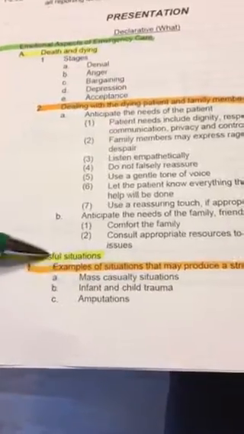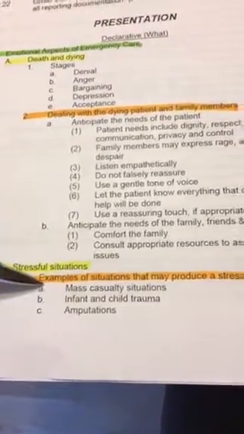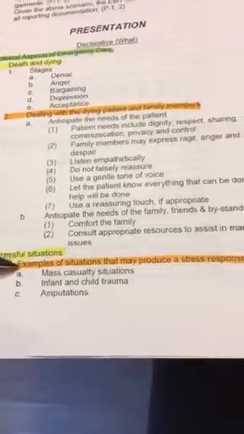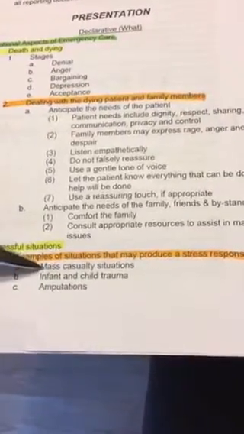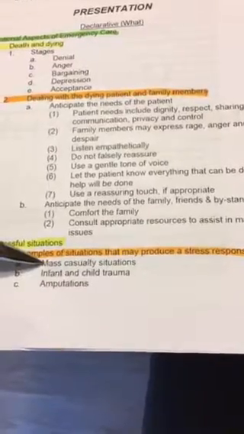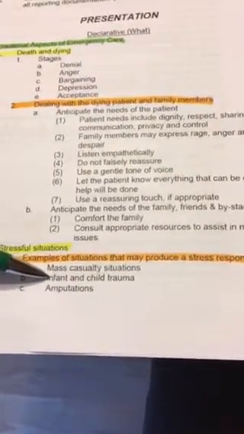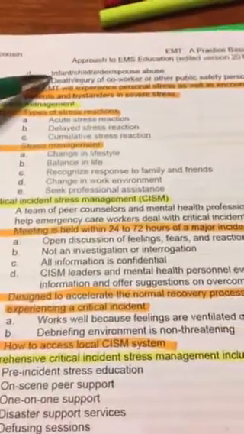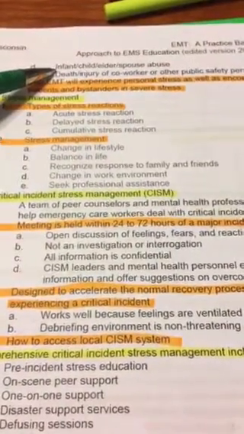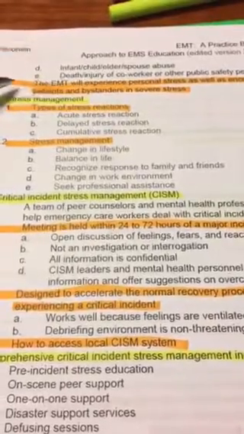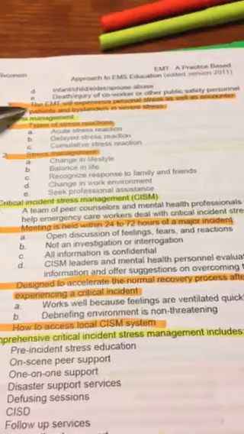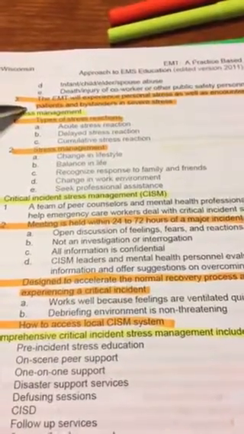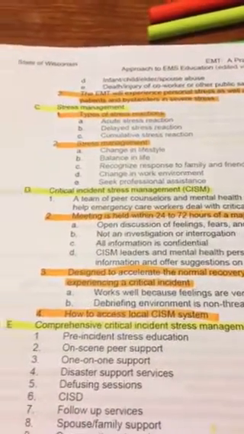Moving down, stressful situations. Here they list some stressful situations, examples of situations that might produce a stress response: multiple mass casualty incidents, infant and child trauma, amputations, infant, child or elder abuse, death or injury of a coworker. And then their second category is personal stress that bystanders and patients can produce.